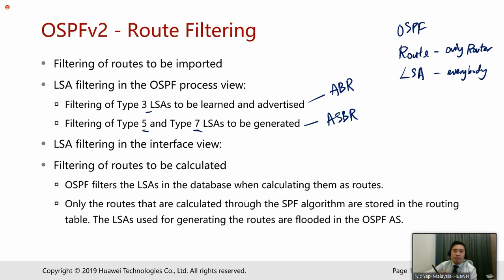The route is based on your own calculation, but the LSA is flooded to everybody. So you can only say that this route I do not want to calculate on my side. Filtering of the route to be calculated: OSPF filters the LSA in the database when calculating them as a route. So when I receive the LSA, I can say that this route I do not want to calculate in my database. It only affects yourself, not the rest. Only the routes calculated through the SPF algorithm are stored in the routing tables. The LSAs used for generating the route are flooded into OSPF.